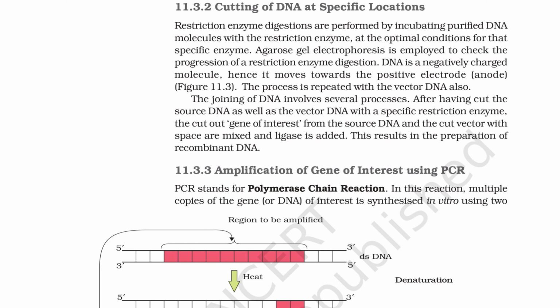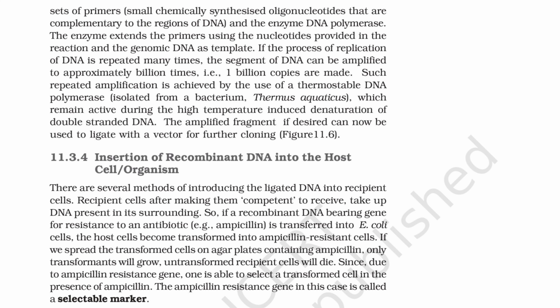This results in the preparation of recombinant DNA. Amplification of gene of interest using PCR. PCR stands for polymerase chain reaction. In this reaction, multiple copies of the gene, or DNA, of interest is synthesized in vitro using two sets of primers, small chemically synthesized oligonucleotides that are complementary to the regions of DNA, and the enzyme DNA polymerase.